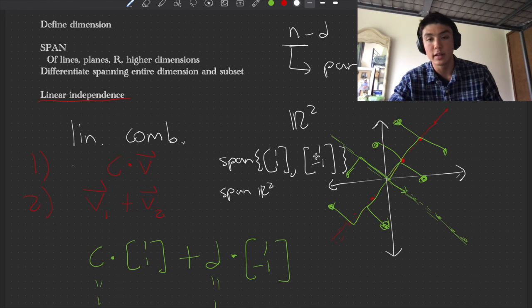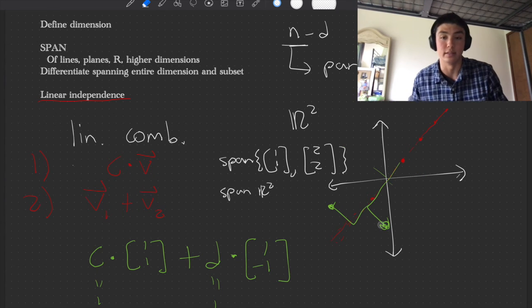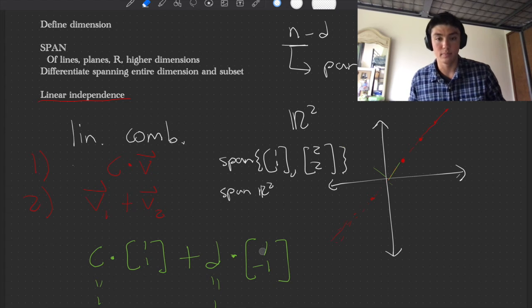So if instead of 1, negative 1, we made this second vector 2, 2. The key thing to notice here is that 2, 2 is a scalar multiple of 1, 1, and it lies on this original red line that we have. So adding it to the span will not allow you to access other places. By adding it in some linear combination like down here, it won't get you anywhere else.